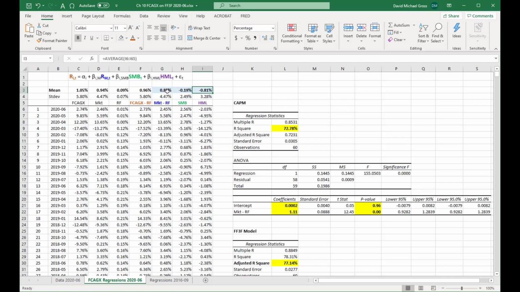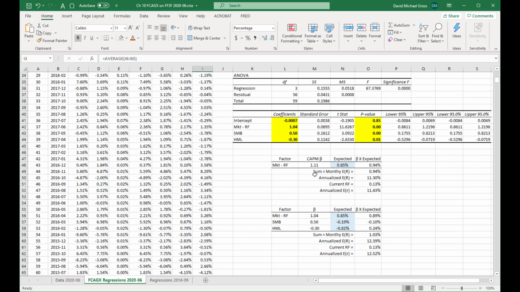So here I have the expected return of the market, the expected small stock premium, which is negative, therefore I expect large stocks to do better than small stocks, and I have the expected value stock premium, again negative, so therefore I would expect growth stocks to do better than value stocks. And what I'm going to do is bring this table to here.